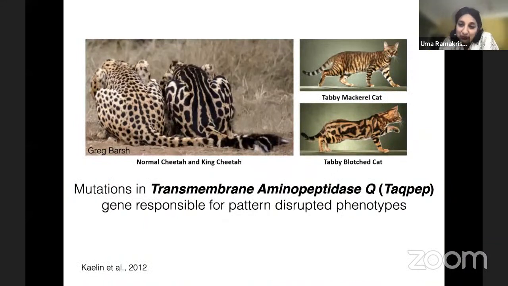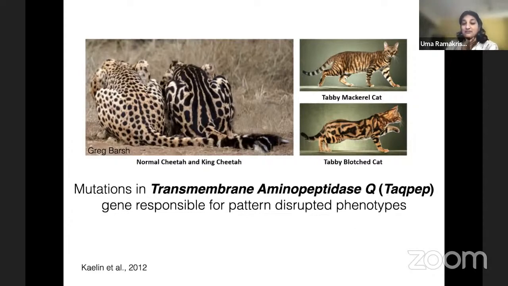And it turns out that there's been studies on this type of coat pattern and a disruption of pattern by this guy called Chris Kaelin and Greg Barsh. They work on cat coats and genetics of cat coats. And what they found was that mutations in this gene called transmembrane aminopeptidase Q, Taqpep, results in, for example, in the cheetah, in the disruption of the pattern from rosettes to this, and in cats from a tabby pattern to kind of a blotched pattern.